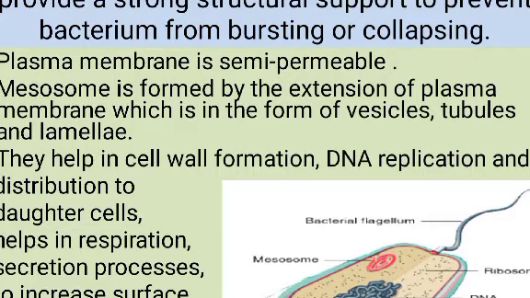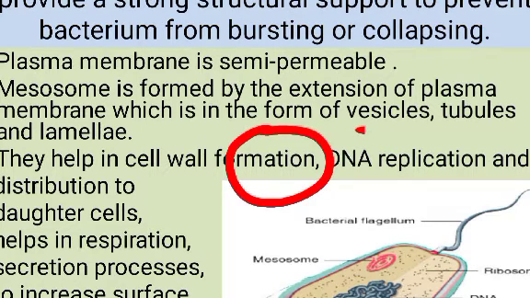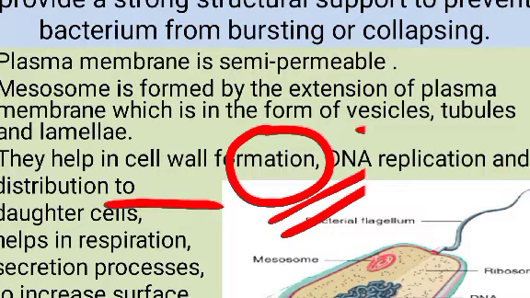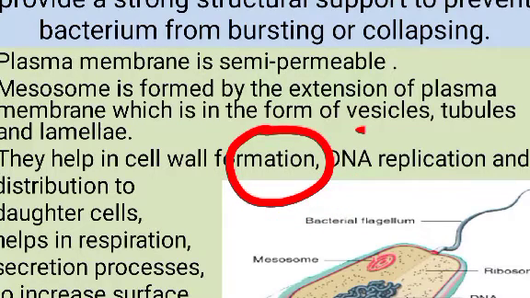So how can it be seen? It can be seen as vesicles. Vesicle means the membrane forms a circular, sac-like structure. Like this it can be formed. This is a vesicle, or it can be small tube-like structures, that is tubules, or a membranous structure. Membrane means a single membrane like this. So the mesosomes can be in the form of vesicles, tubules, or lamellae.